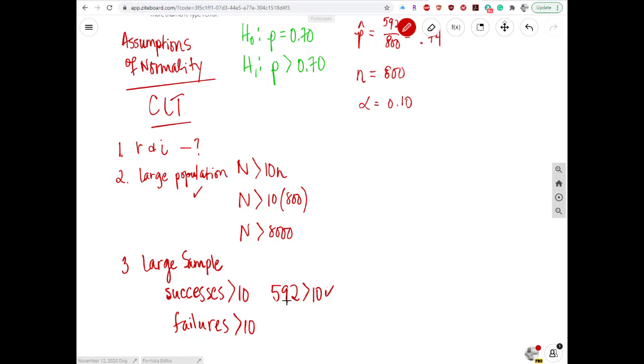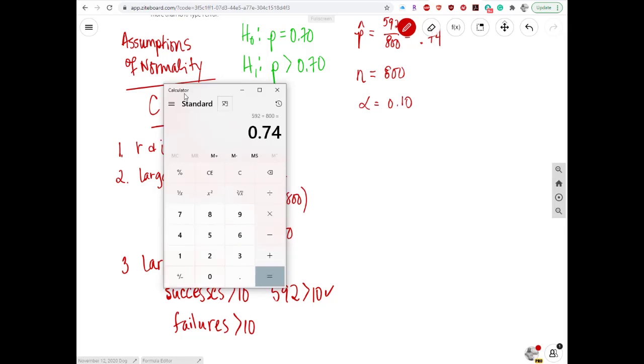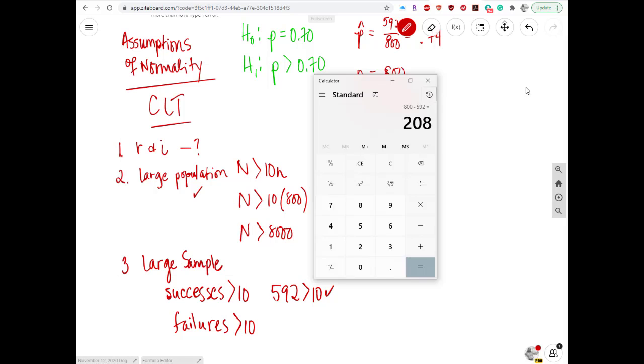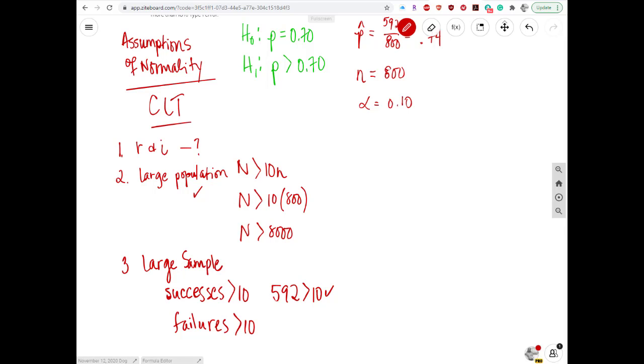And if there are 592 that were vaccinated, and there's 800 total, then the difference would be how many were not vaccinated, and in other words, we can call those the failures. So I would just take 800 and subtract 592, and I'm going to get 208. And then I can say, is 208 greater than 10? Yes, it is. So it meets the condition of the large sample.